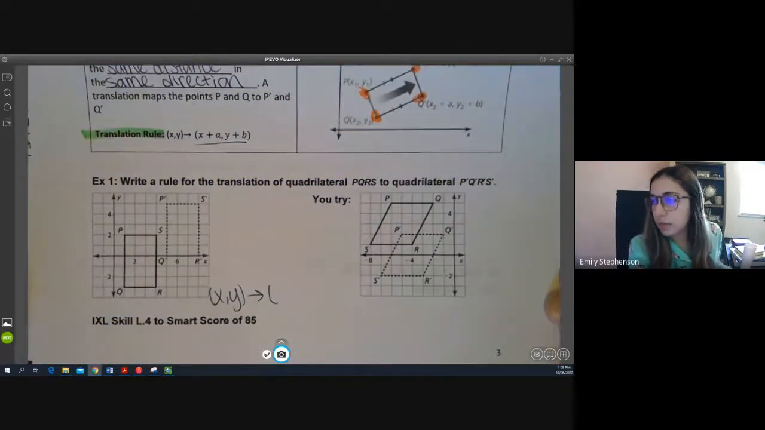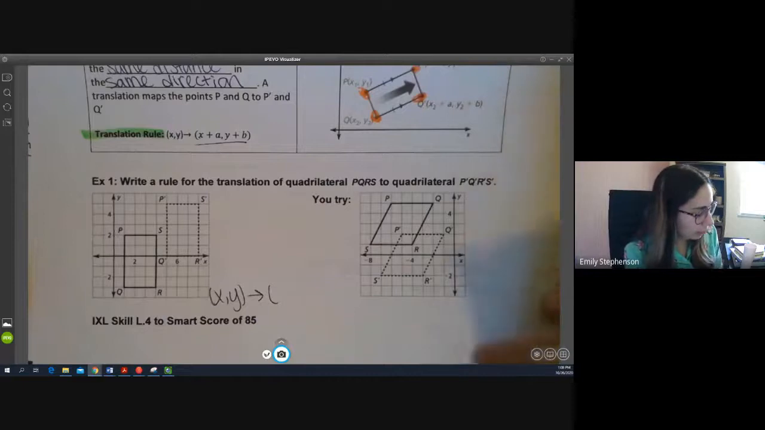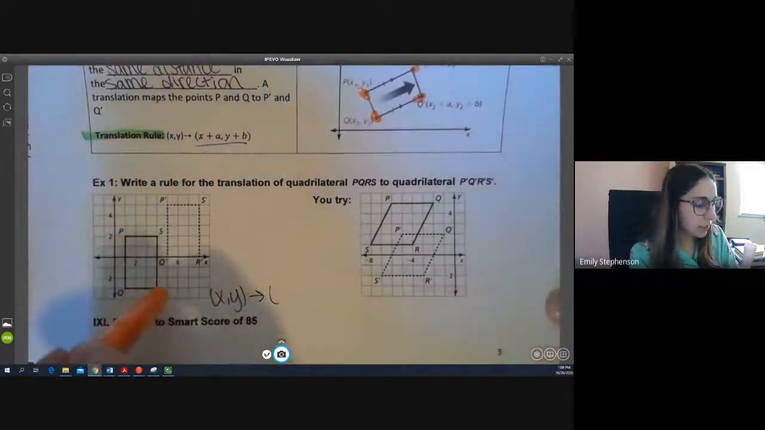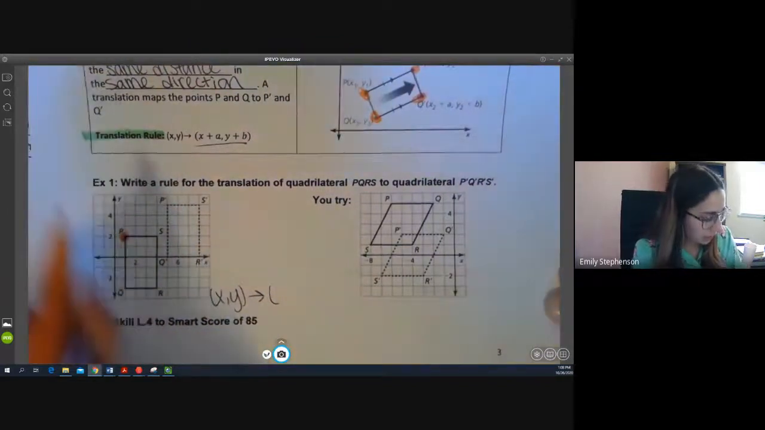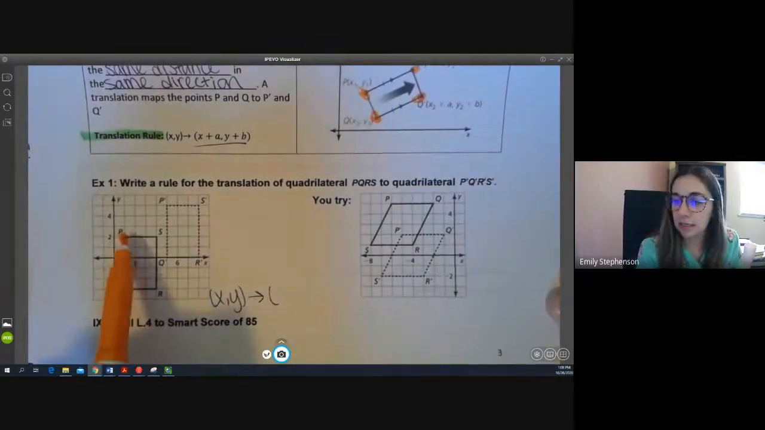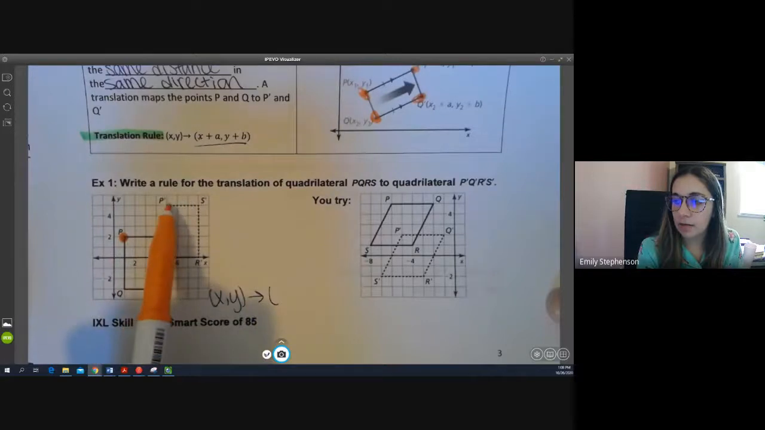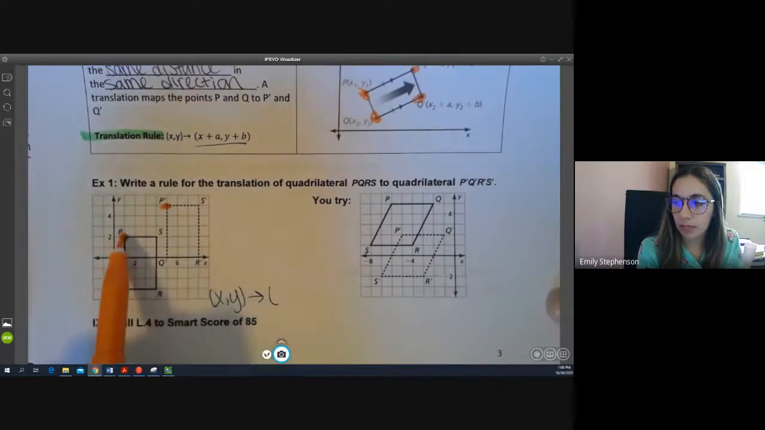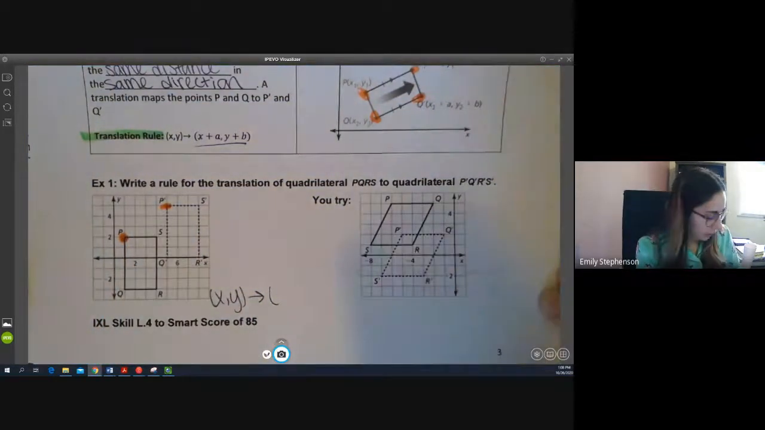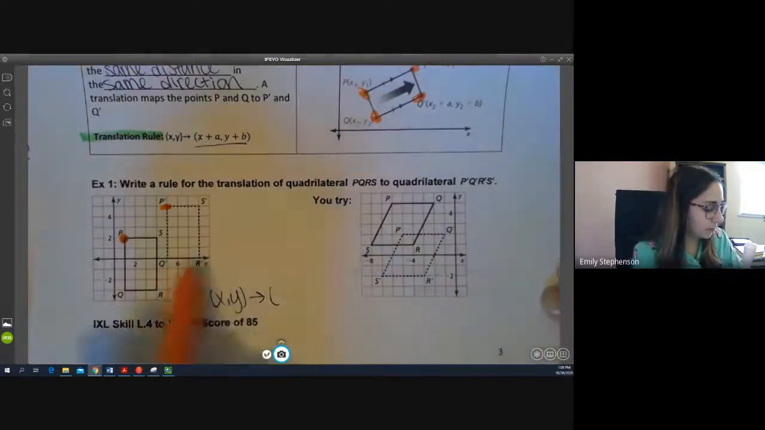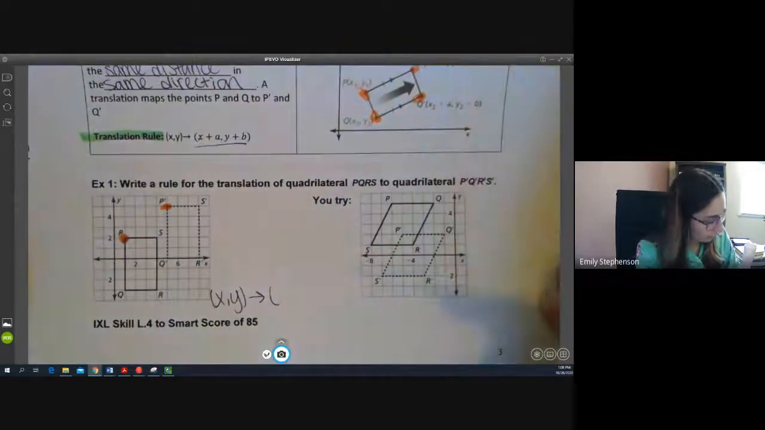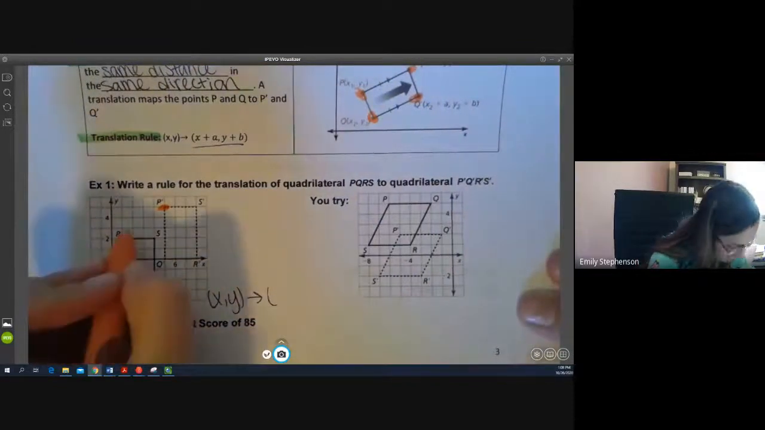So the way that you can really tell is just pick a point, and it really doesn't matter which one you want to pick. I'm just going to look at P. Okay, so P was here, and now I'm up here at this point P prime. P turned into P prime, and I want to figure out how I went from here to up here. So remember that my X values are how it moves left and right. So if I'm looking at P, it went this way.